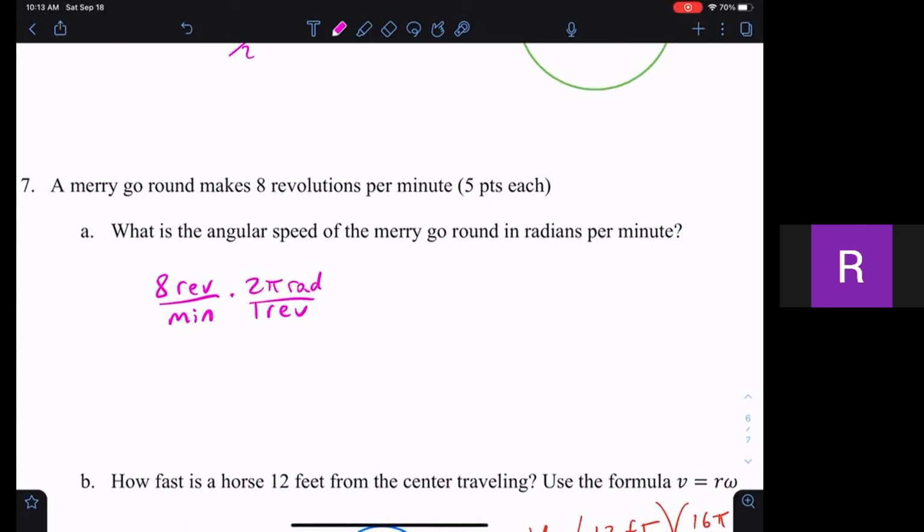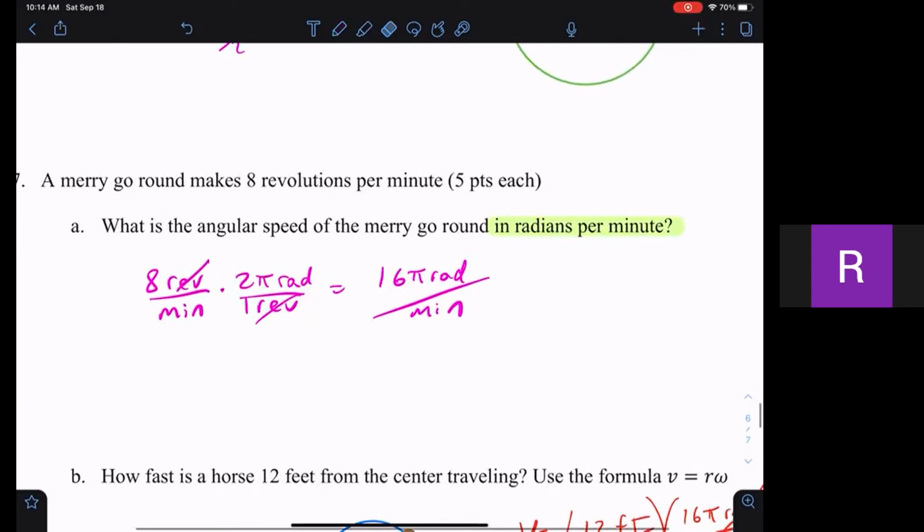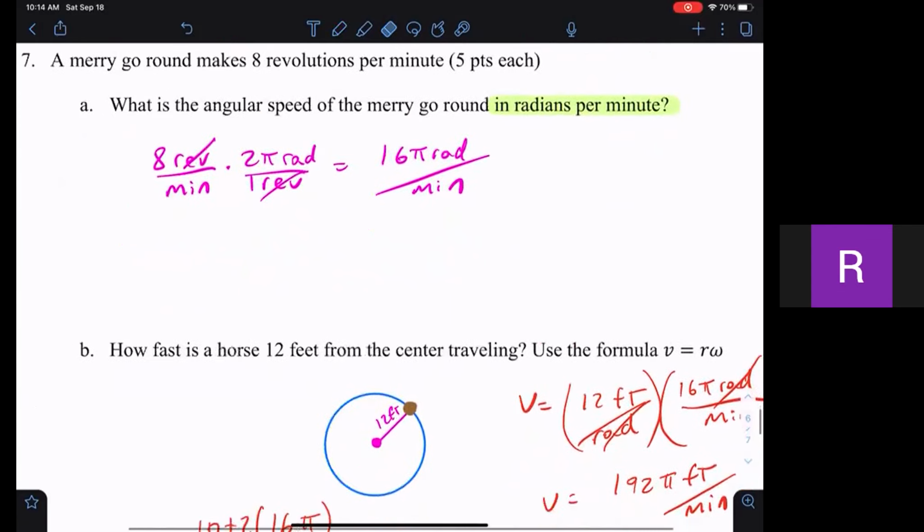And since they're asking me just for radians per minute, the only thing I need to do is cancel units, right? So here you can cancel the revolution, and this is going to be 16 pi radians per minute. So that's it. That's what they're asking you. What is the angular speed? The angular speed is this formula that they use here, omega. Okay?